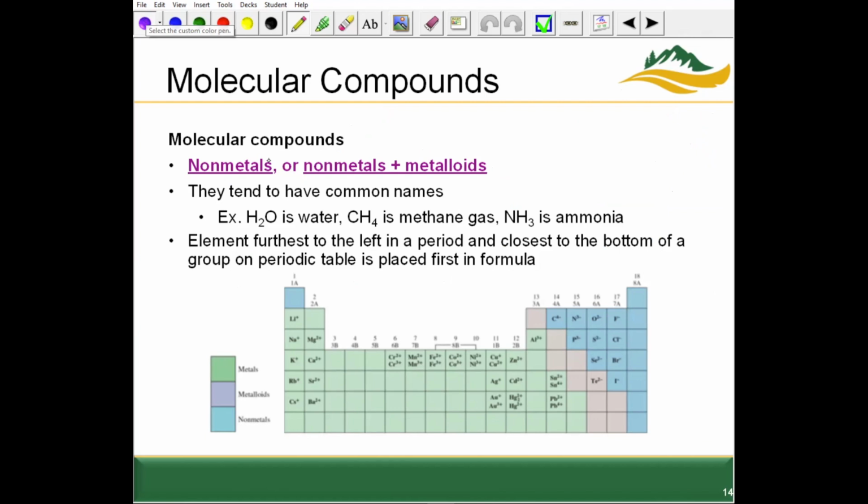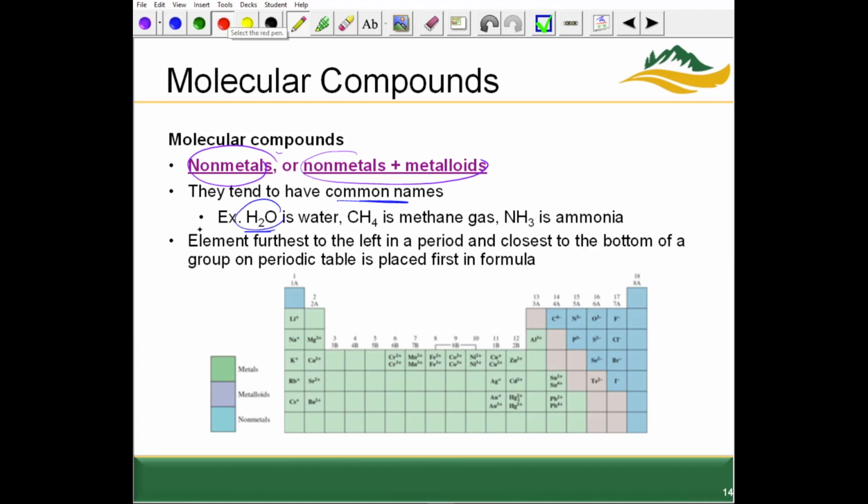Now here again for molecular compounds, only nonmetals, which includes these metalloids. So it can be nonmetals or nonmetals with metalloids. We don't always name some of these common molecular compounds by their technical name. We usually refer to them by their common name. So again, you could say, oh no, did you just drink all of that dihydrogen monoxide? Which of course would just be water.